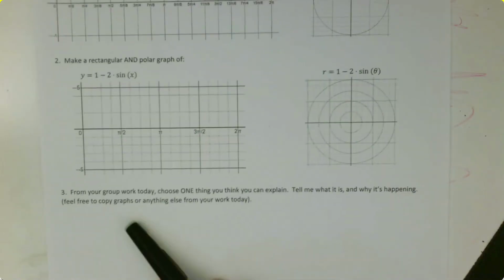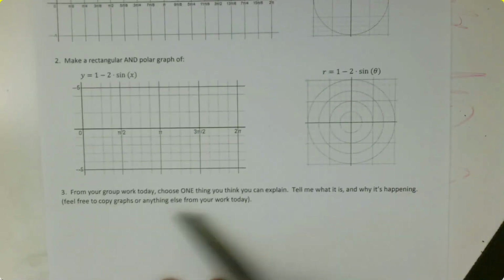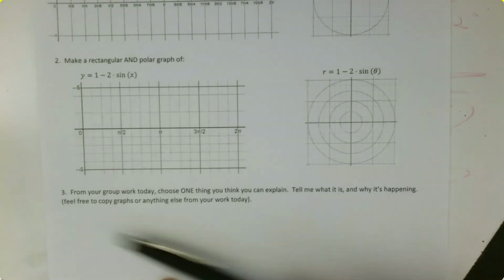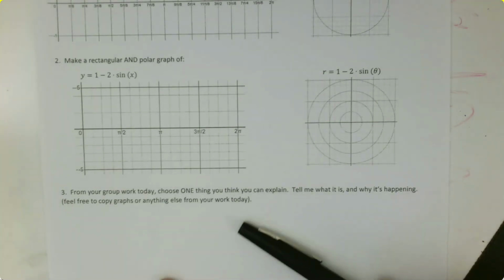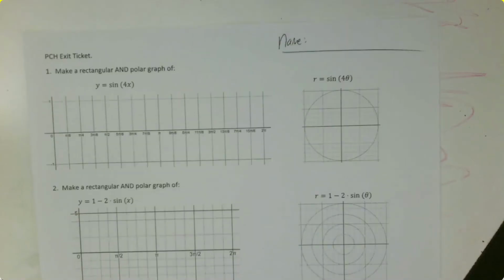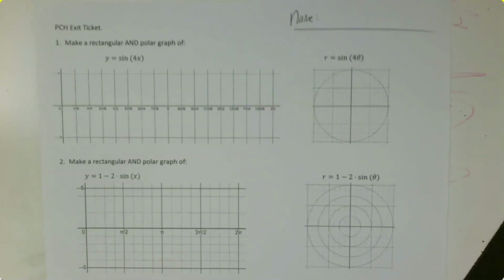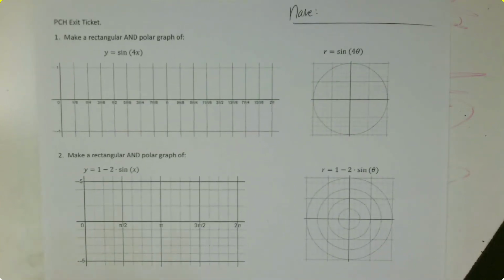And then at the bottom here, choose one of the things that you think you can explain clearly. Feel free to copy graphs or whatever else from your work. Give it a shot. The sub is hopefully giving you about 20 minutes for this because I think that's about the right amount of time.